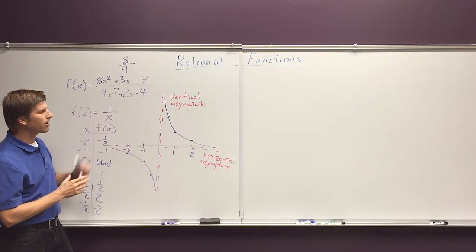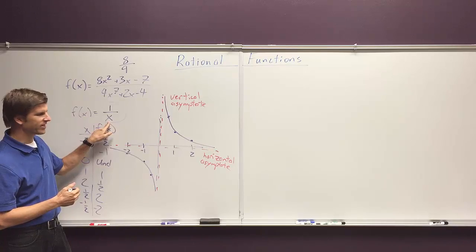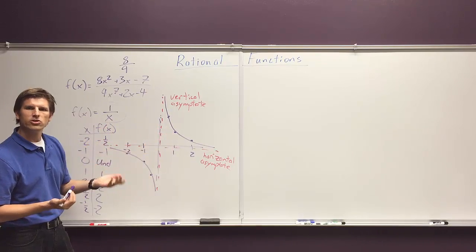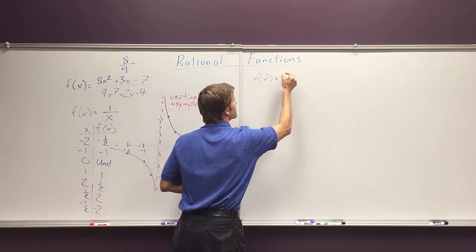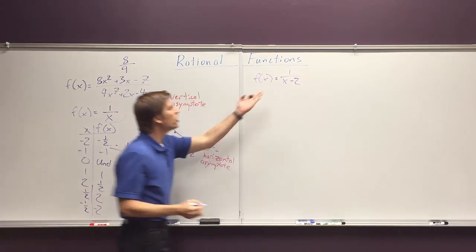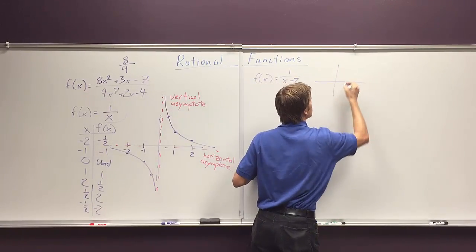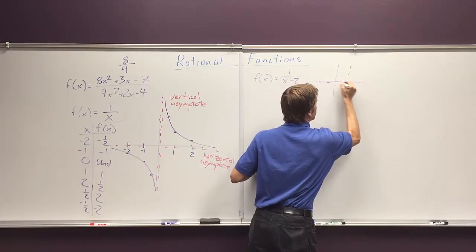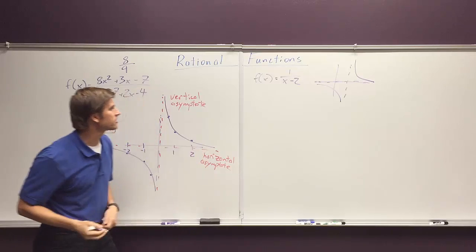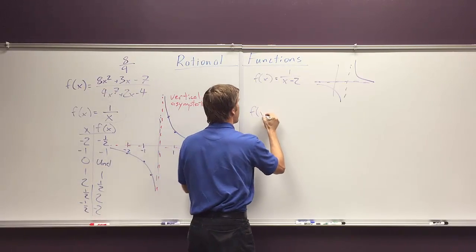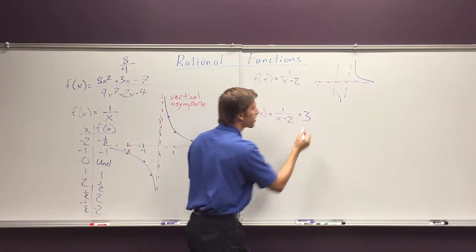Now, the nice thing about understanding this is if you wanted to use what you know about transformations, we could move this to some other shape. So for instance, f of x equals 1 over x minus 2, you can recognize as a horizontal shift to the right by 2. So you would have a horizontal and a vertical asymptote, and the graph would look like this. Or you could have f of x equals 1 over x minus 2 plus 3.